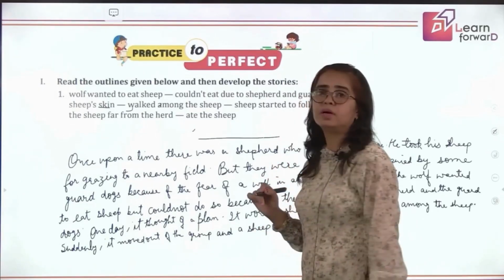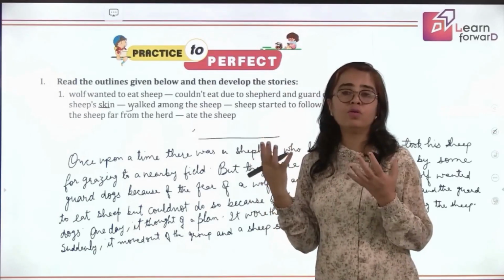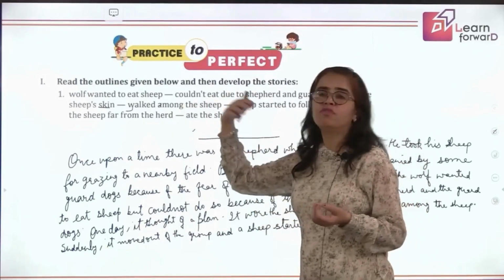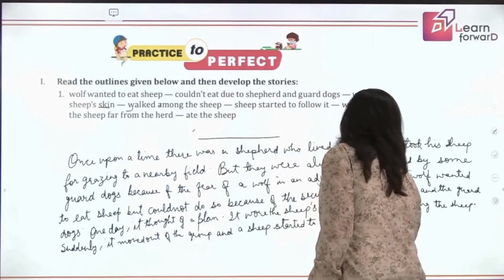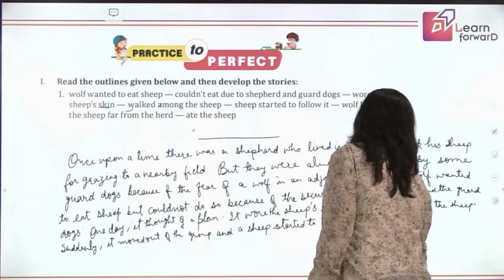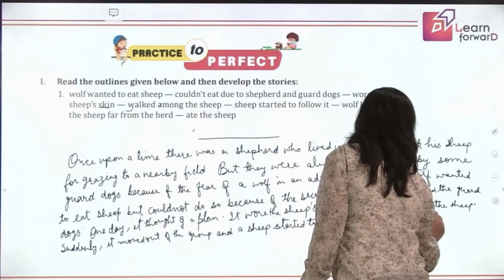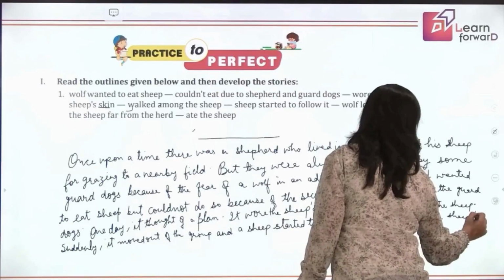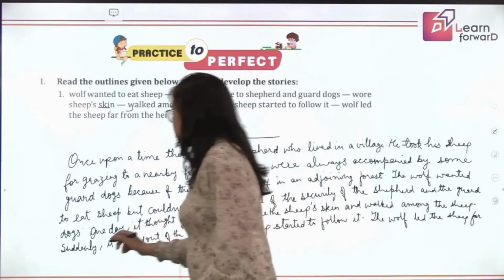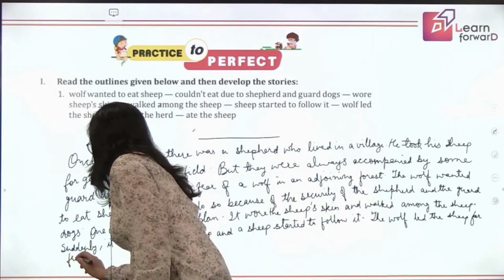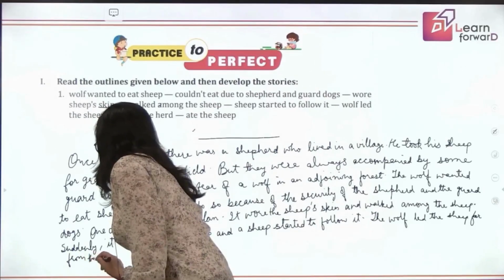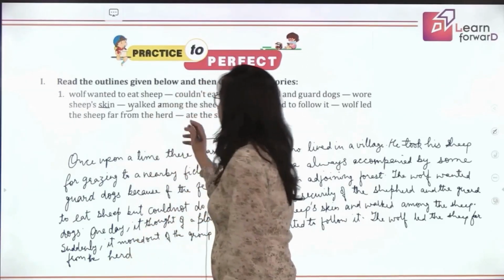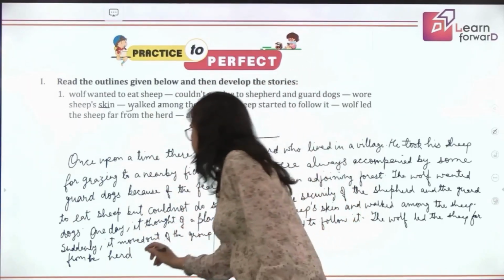Now what happened when the wolf found that, oh, a sheep is following me? So the wolf led the sheep far from the herd and finally ate the sheep.